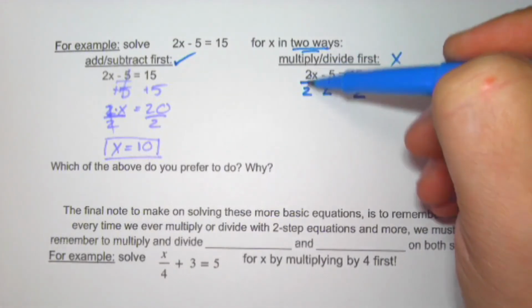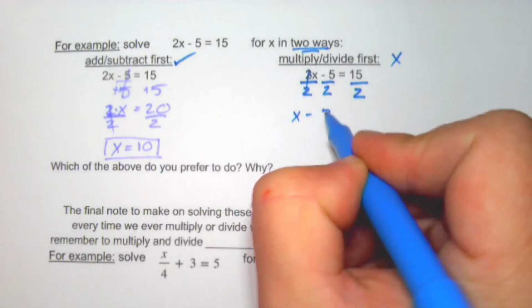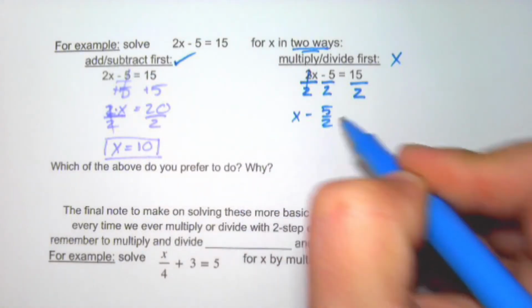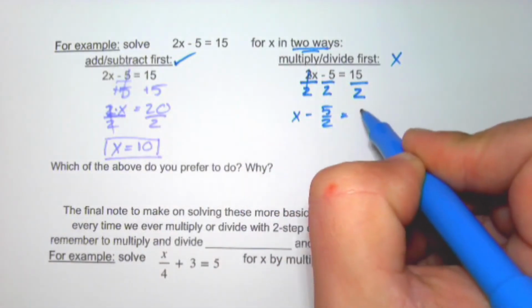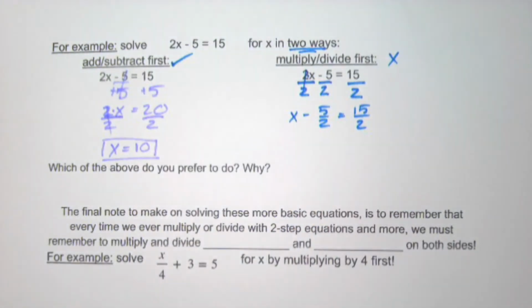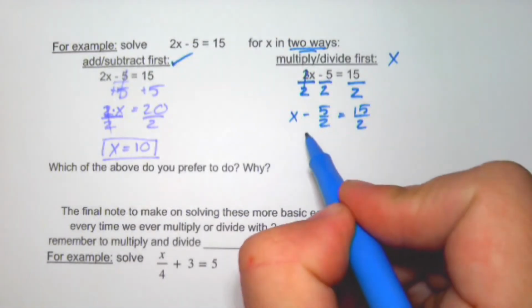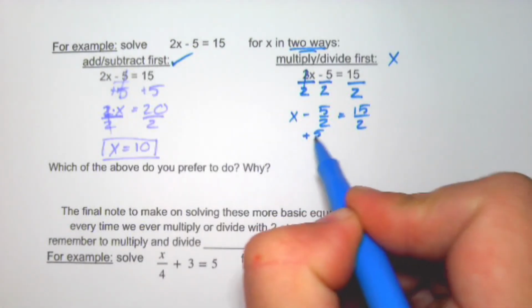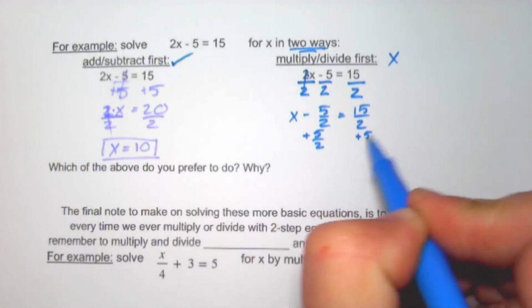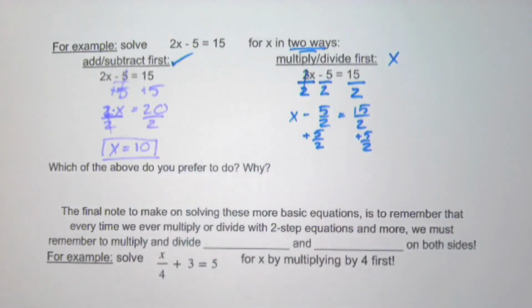Well, it's not too bad right here, right? The 2's cancel. But now we have x minus 5 halves. So now we're in the world of fractions. That's equal to 15 halves. Now we could use a calculator and get decimals, but if we continued with this, the next step would be to add or subtract this fraction. So I'm going to add the opposite of this fraction. Already, it's looking like more work than I saw over here.